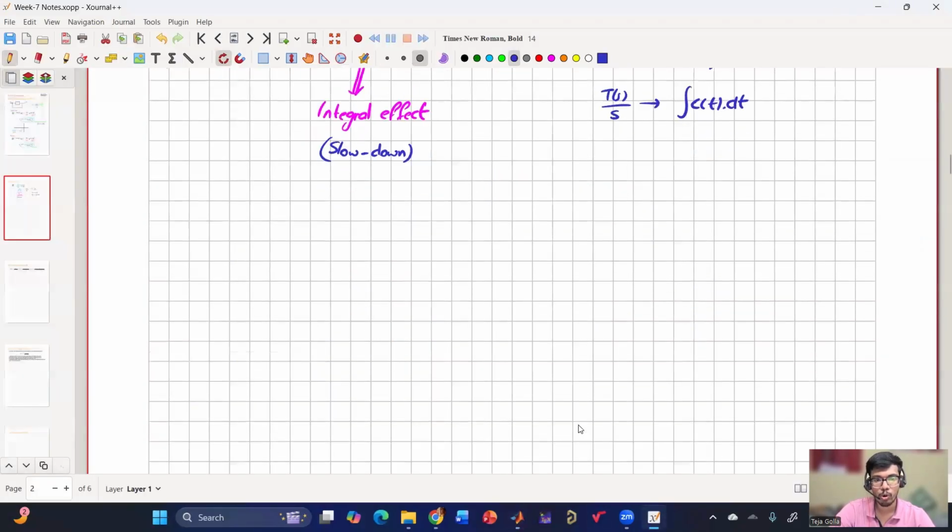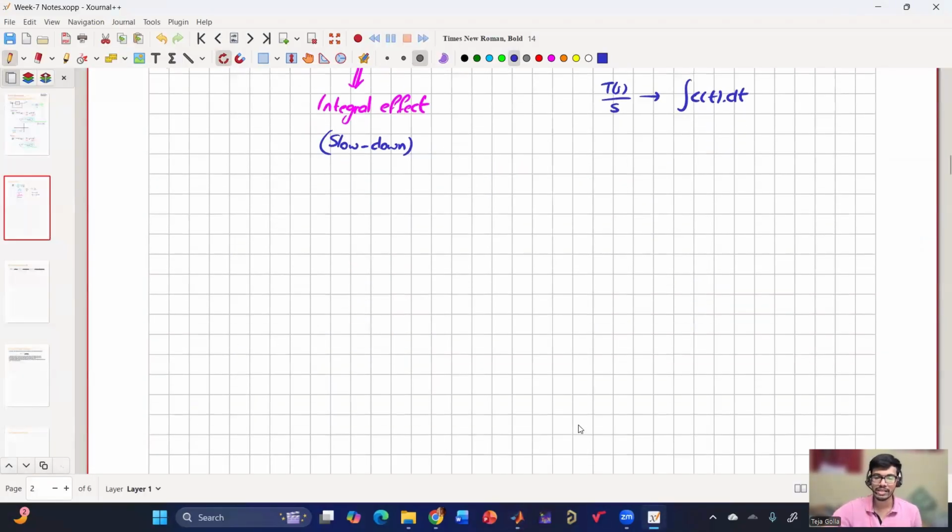The poles that are closer to the imaginary axis are having more effect on the transient response or the step response, and the poles that are far away from the imaginary axis are having negligible impact.